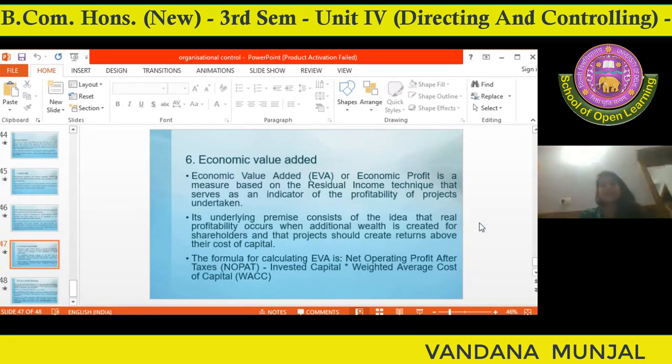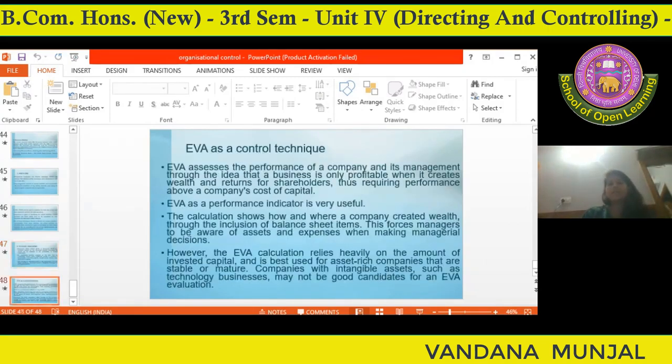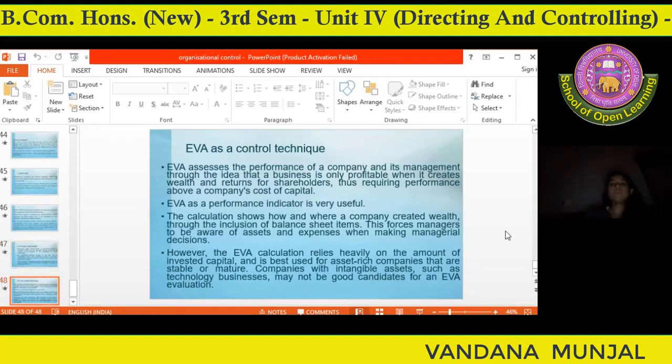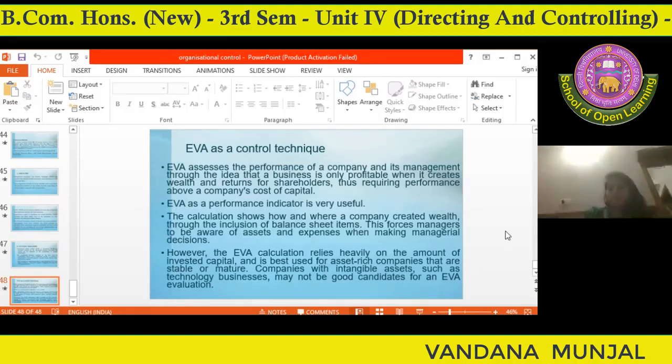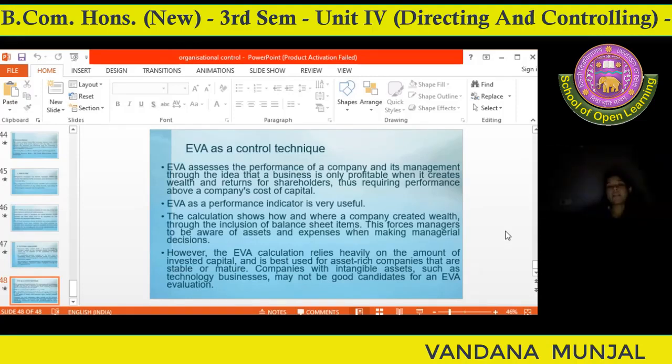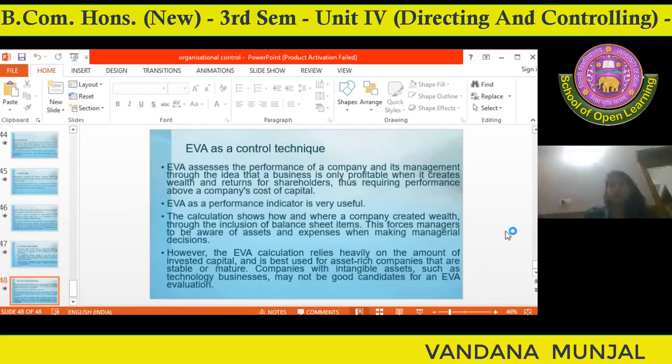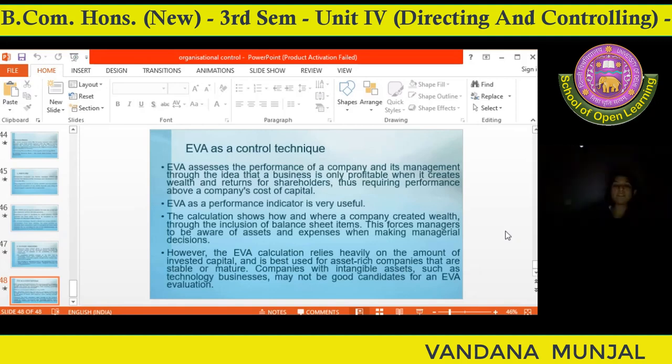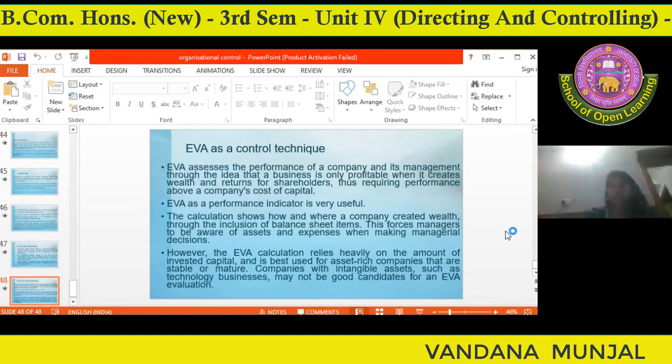Economic value added assesses the performance of a company and its management through the idea that a business is only profitable when it creates wealth and return for its shareholders. EVA as a performance indicator is very useful. The calculation shows how and where a company created wealth through the inclusion of the balance sheet items. This forces managers to be aware of the assets and expenses while making their decisions.